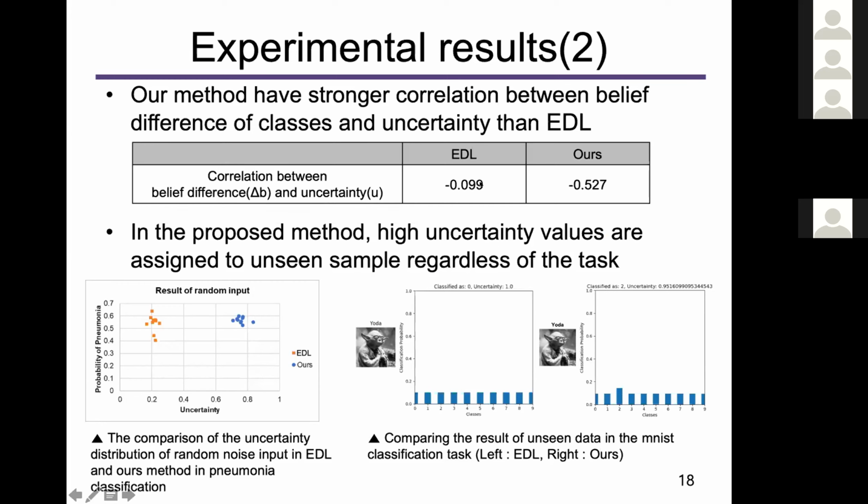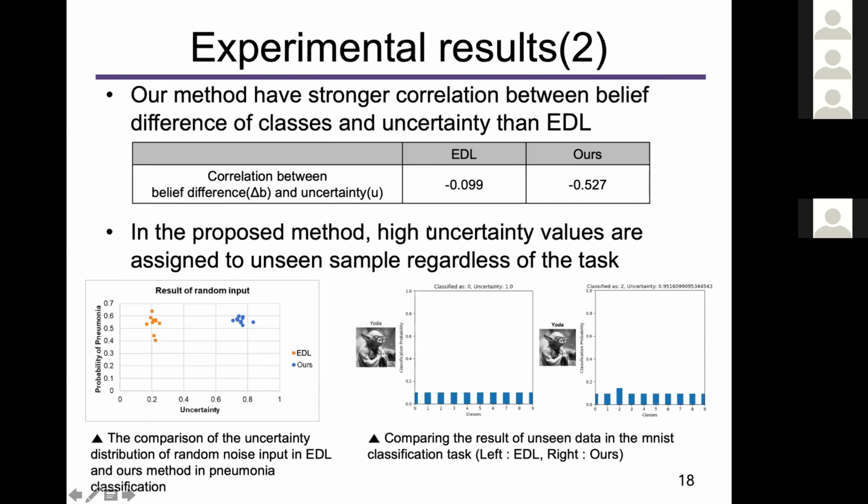So in EDL, there is no correlation between belief difference and uncertainty. So EDL doesn't matter if the belief values of each class are different or not. It only concerns whether the sample is unseen or misclassified. But in ours, if the difference between beliefs gets smaller, then uncertainty grows. So that's why we have a negative 0.5 correlation here. And these are some diagrams to compare this correlation.